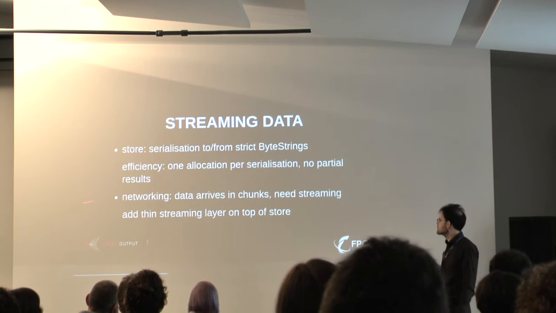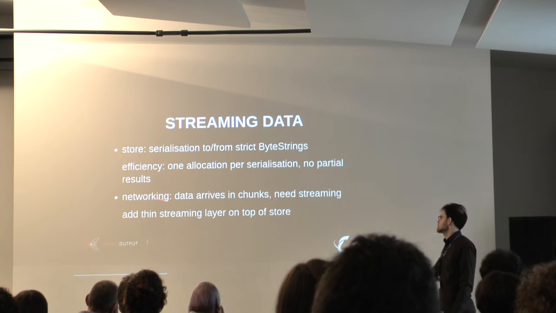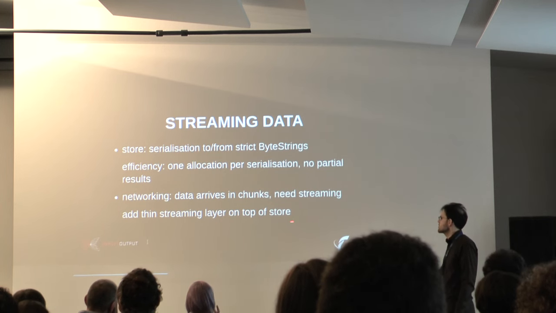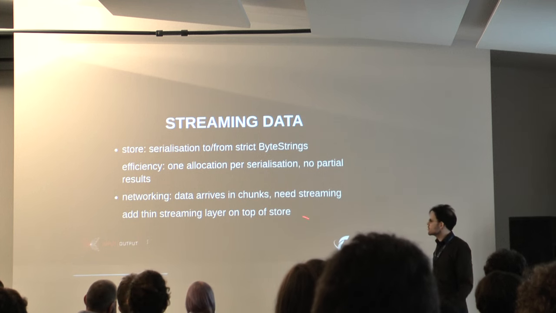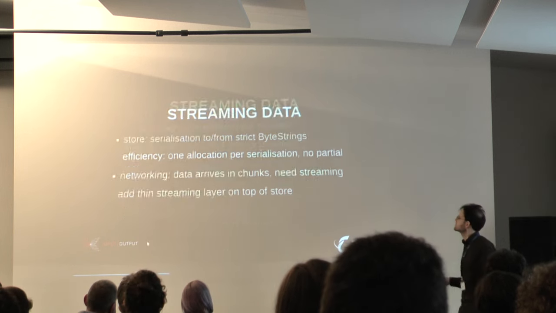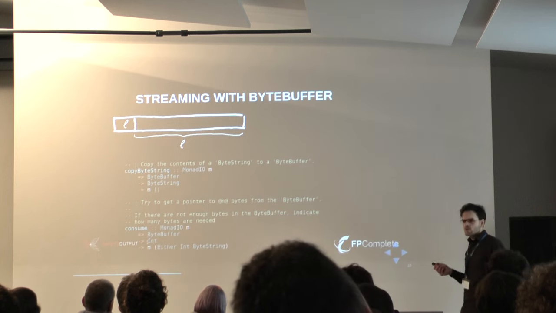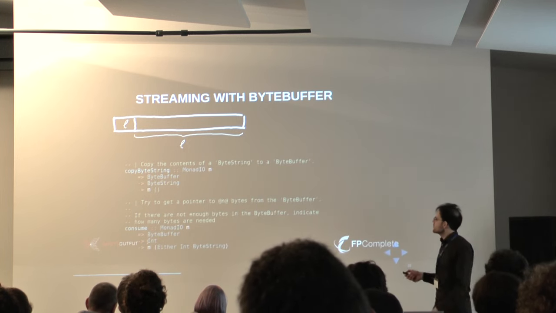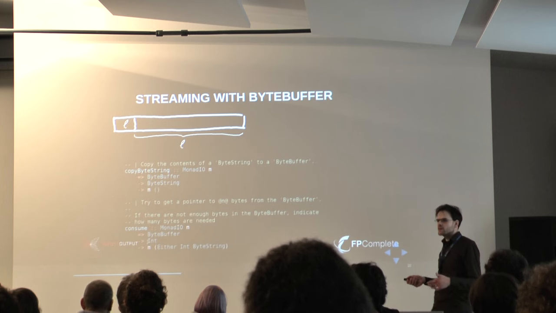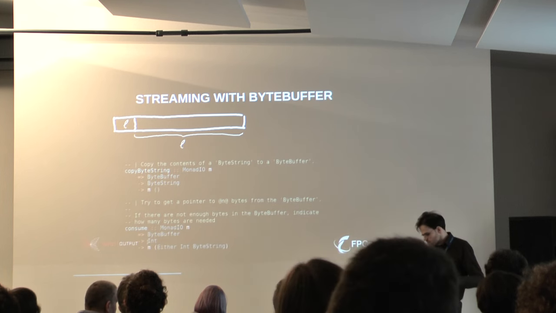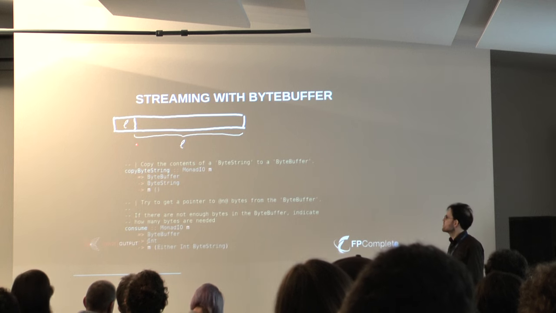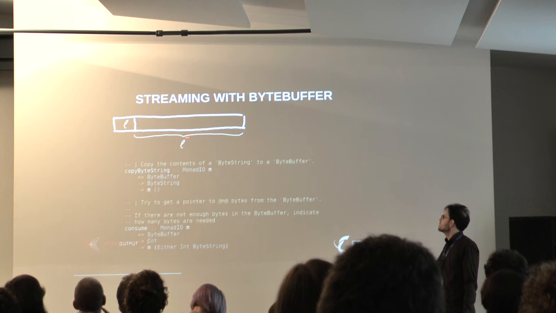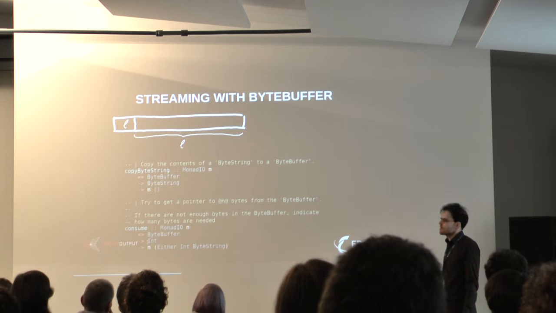And for this, we added a thin streaming layer on top of the serialization library. And this layer is what I'm going to talk about for the rest of this talk. So how does it work? In order to be able to identify a whole message in this stream of incoming bytes, we prefix it by the length of the message, which is just a number of bit size. And then after the length comes the message itself.